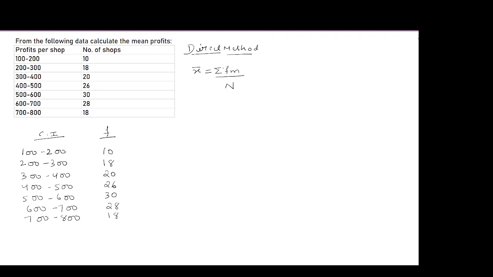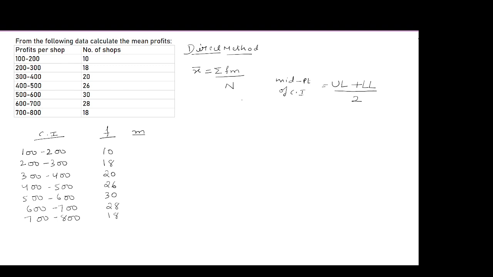Now as per the formula I need fm. So before that first I need to calculate m, that is midpoint of class interval. Now how to calculate this midpoint of class interval? There is a formula to calculate midpoint of class interval, that is upper limit of the class interval plus lower limit of the class interval divided by 2. Once again I am repeating, to calculate the midpoint of class interval you have to use a formula: upper limit of class interval plus lower limit of class interval divided by 2.